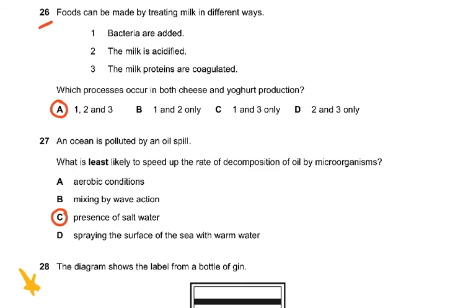In question 26, foods can be made by treating milk in different ways. Bacteria are added, the milk is acidified, the milk proteins are coagulated. Which process occurs in both cheese and yogurt production? Now it's all the three of them. In both of them we add bacteria, and in all of them the milk is acidified, and lactic acid is produced because of the lactase used by the bacteria, and this results in the coagulation of the milk protein casein. So this is the same in all the three.